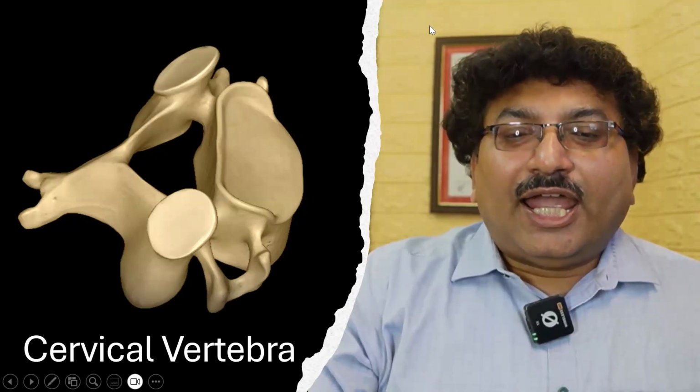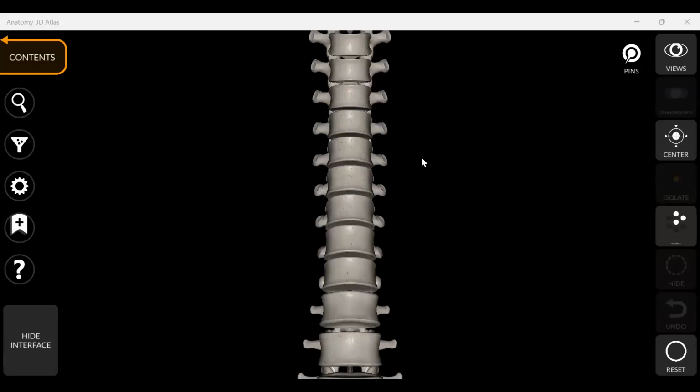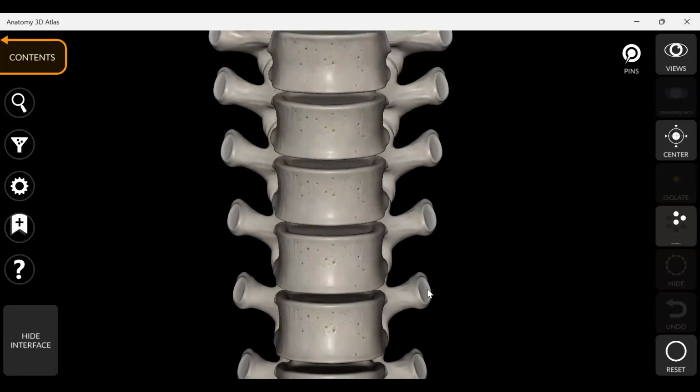And if we look at, just one second, let me open the anatomy application, then it will be much easier for you to understand. So I'm opening it, let me share it with you. Okay, so I think you can see this vertebra and I am going to the cervical area.